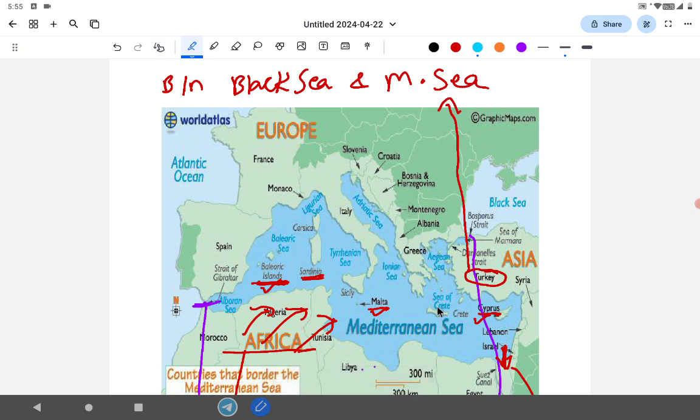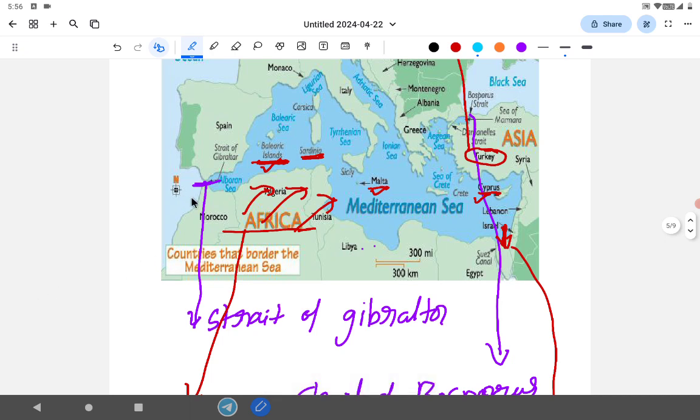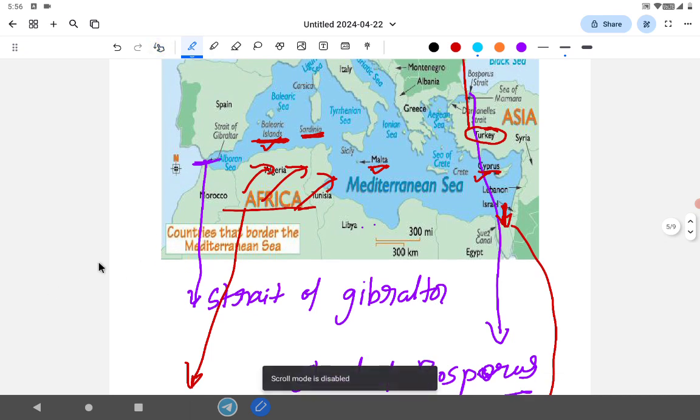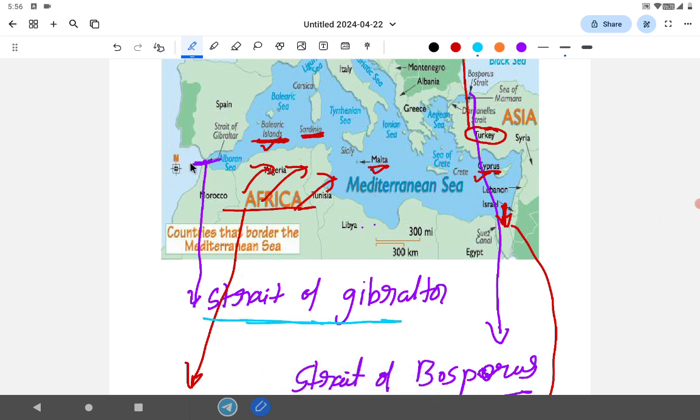This is the Levant region, to the extreme eastern side. Cyprus is here. You can see Cyprus, Syria, and down, Israel, Jordan, etc. See, there is the Strait of Gibraltar here. The Strait of Gibraltar connects the Mediterranean Sea and the Atlantic Ocean. It is on the west side of the Mediterranean Sea.